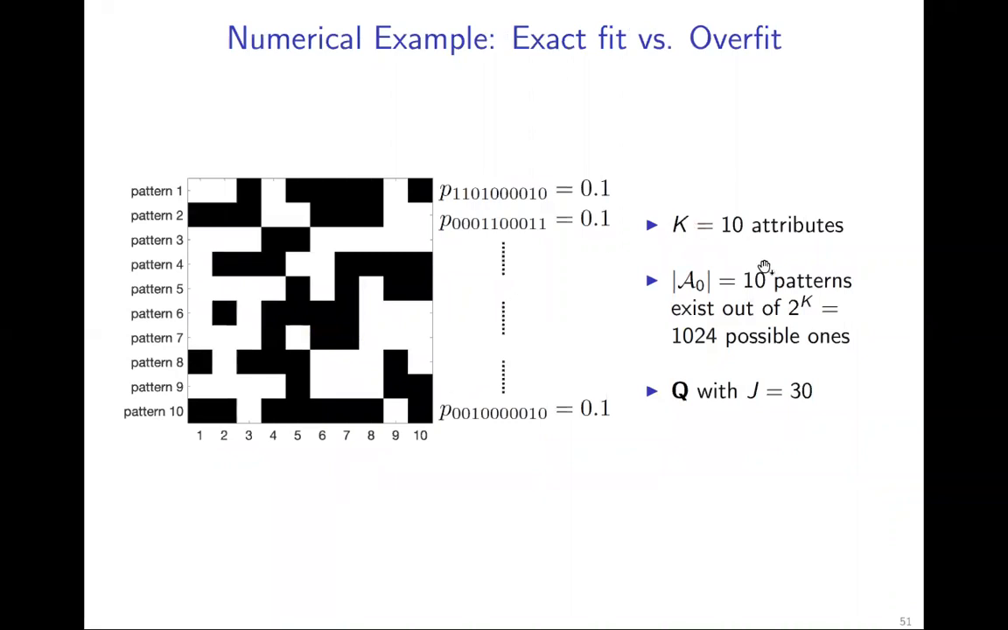So here I'm generating data using 10 latent attributes. Out of the 1,024 possible latent patterns, I'm randomly selecting 10 of them as truly existing patterns, plotted as each row on the left panel. Each pattern has population proportion 0.1. And I use a Q matrix with 30 rows, or 30 items, for generating the data.